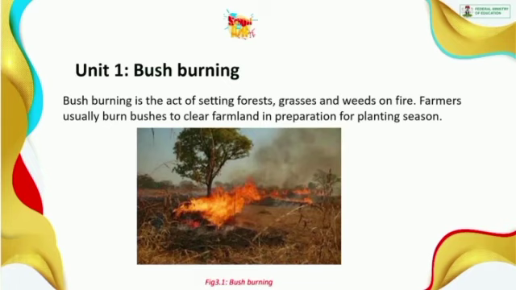Bush burning. Bush burning is the act of setting forests, grasses, and weeds on fire. Farmers usually burn bushes to clear farmland in preparation for planting season. When a particular land is not in use, weeds and plants can grow on that particular land in order to prevent the land from being lifeless or from losing its nutrients. So when it's getting close to the planting season, the farmers try to clear the lands in order for them to plant their new crops that they want to sell after that period.